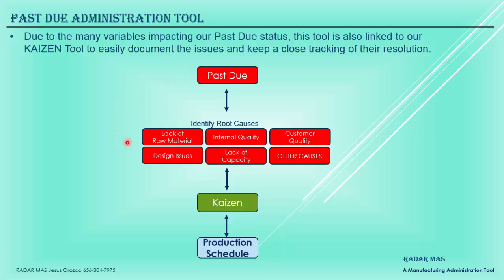The possible root causes that we may have may be due to lack of raw material, internal quality issues, customer quality, design issues, lack of capacity, and many other different causes. Once the root causes have been identified, now we need to start deploying Kaizen activities, and then we can go back to our production schedule.